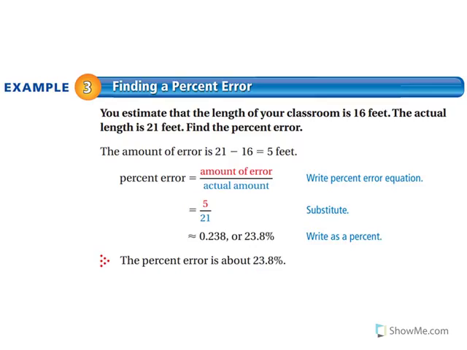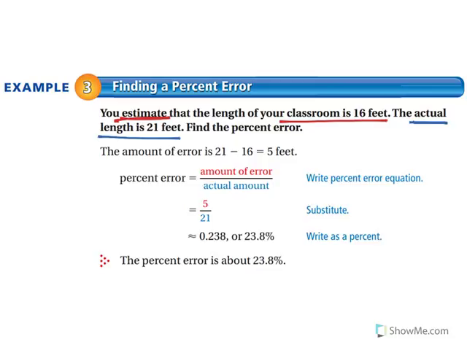For an example, you estimate that the length of your classroom is 16 feet. Okay, so this is your estimate. Your estimate is the classroom is 16 feet. Now, the actual length is 21 feet. So you're off by 5 feet.